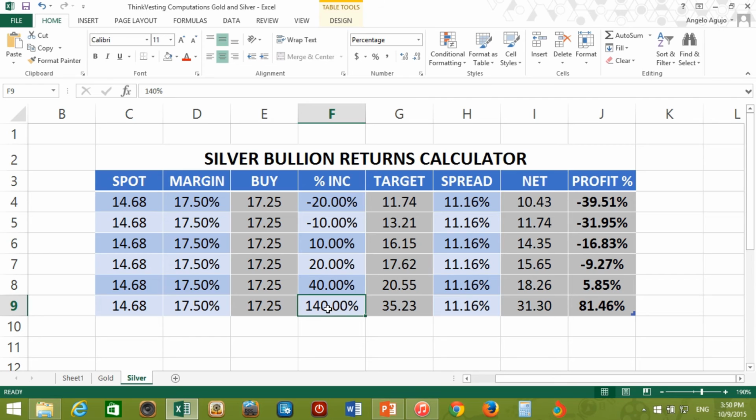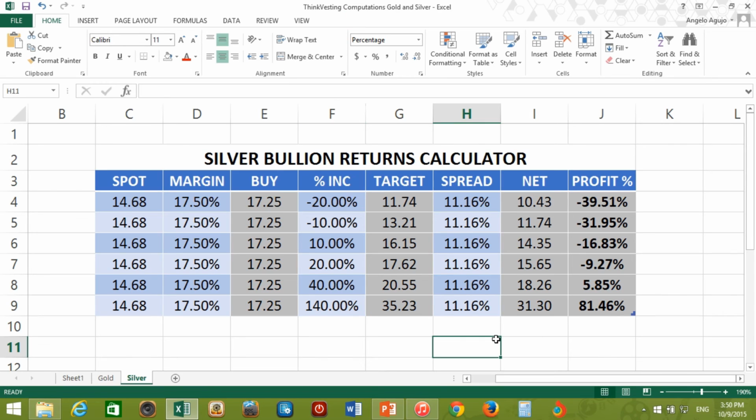And if the spot price were to increase 140%, or go to the average of about $35.23, you would stand to make an 82% profit for your silver investment. This means that basically you do have a higher profit potential for silver, but you also need to understand that it works both ways.